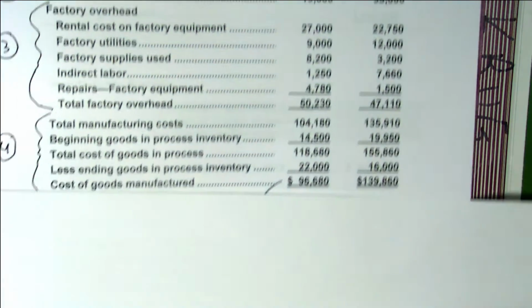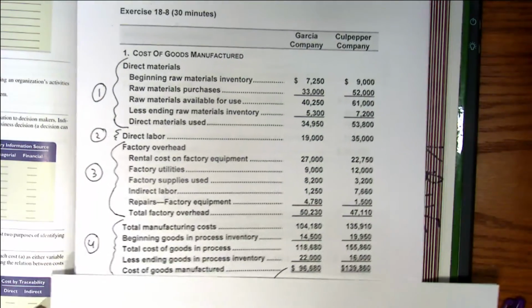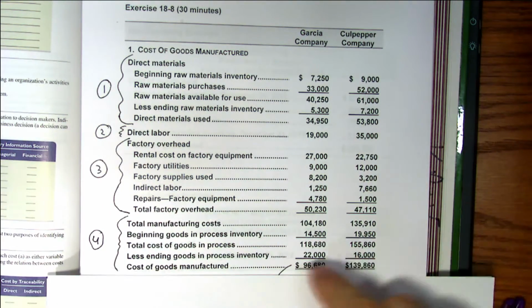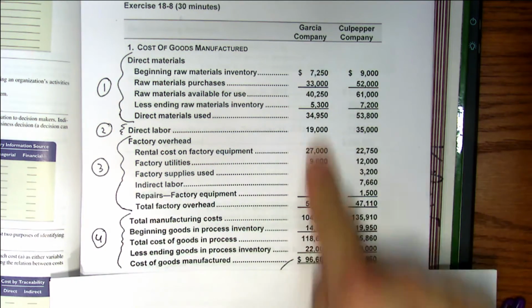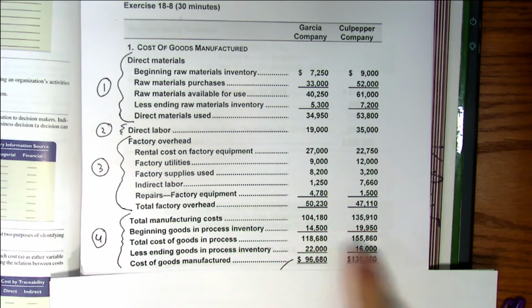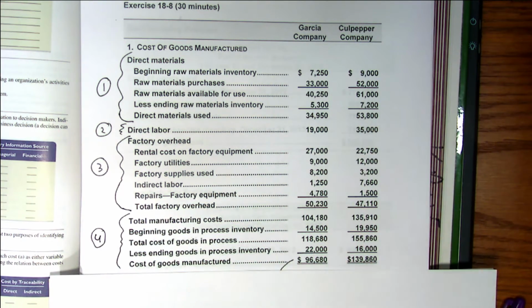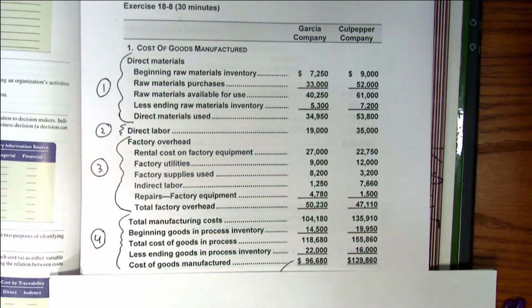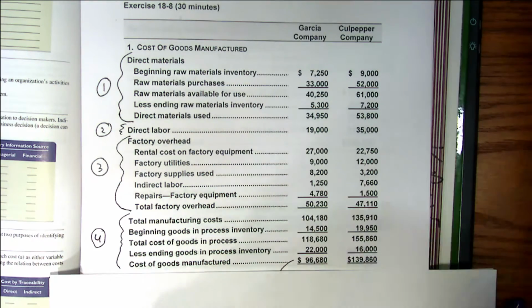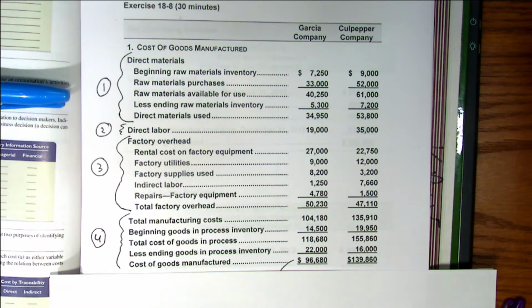Okay, well, you can see the information for Garcia. We obviously did that in class. And this is what I want you to do at home for the Culpeper Company. Again, I want you to focus on the 4 steps. The first 3 steps have to do with the first 3 product costs. Step 1, we figure out direct materials used by taking the purchases plus the beginning raw materials inventory and subtracting out your ending raw materials inventory.